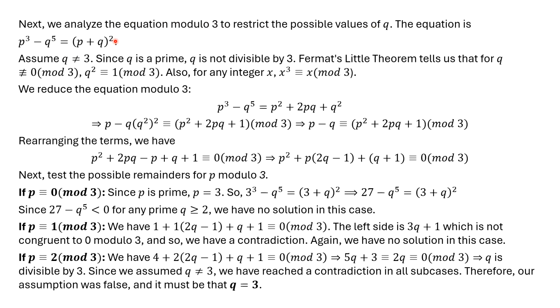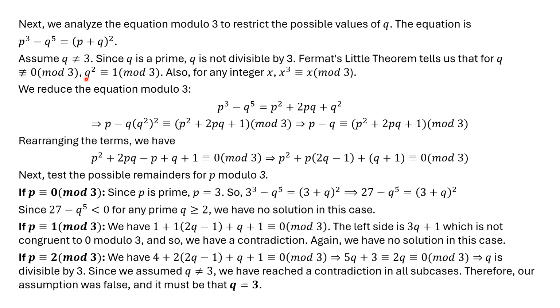So I just wrote our equation down here just to remind us. So we start out by assuming q does not equal 3. Since q is prime and it's not equal to 3, it can't be divisible by 3. Right? It would have a factor of 3, and that would indicate it's not prime. So q and 3 are relatively prime, and that means we can use Fermat's little theorem to tell us that q squared is congruent to 1 mod 3.